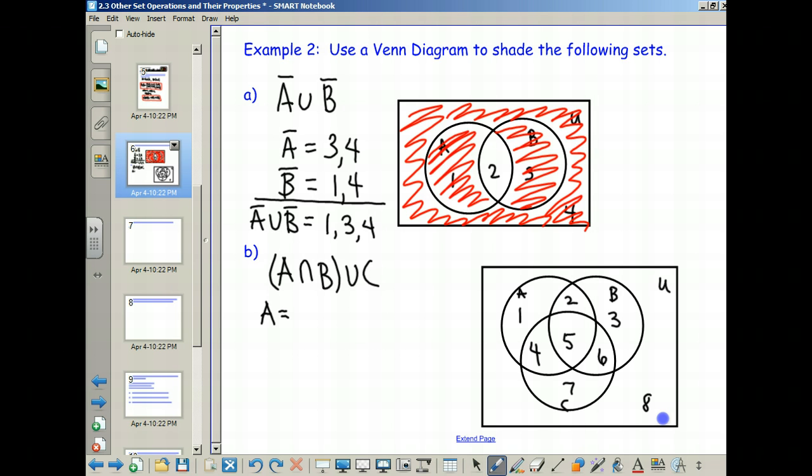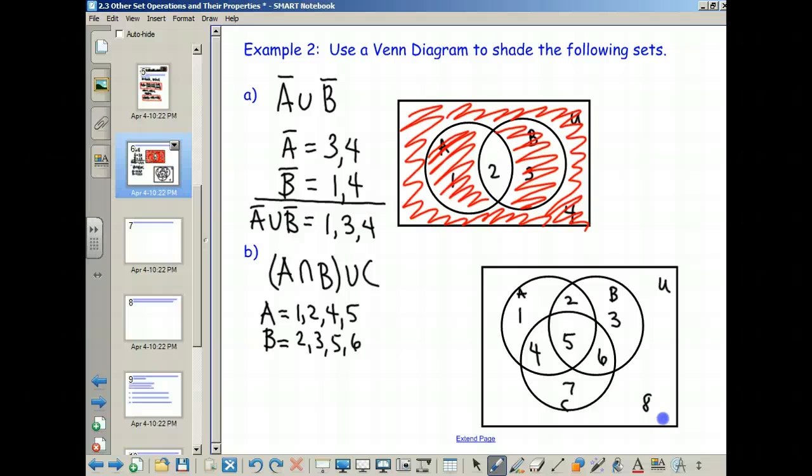A is my first set. Which numbers represent region A? 1, 2, 4, and 5. How about set B? 2, 3, 5, and 6. Why did I do A and B first? Because they're inside the parentheses, okay? That's important. We're working just like you do in algebra, inside out. So inside of the parentheses, move out.